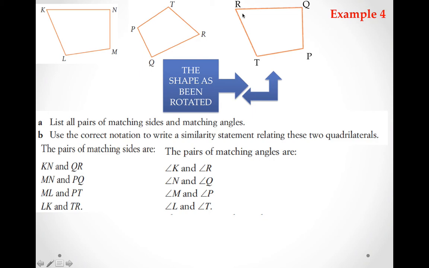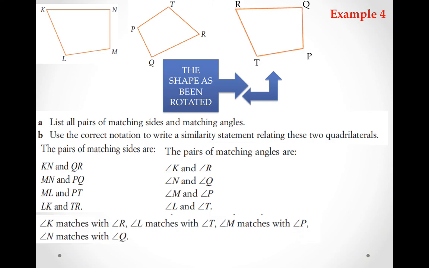And so we then can write our similarity statement, which is saying angle K matches with angle R, and so forth and so forth. And we always write our therefore statement, so we can therefore state that KLMN is similar to RTPQ.